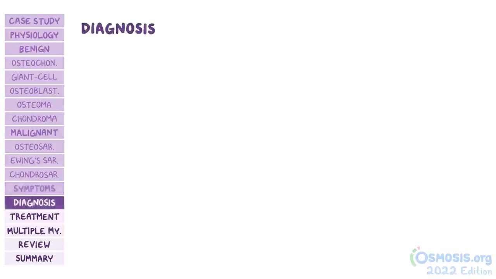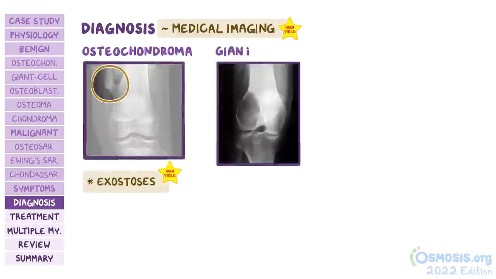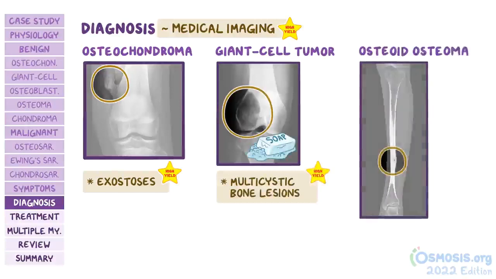The diagnosis of bone tumors starts with medical imaging, with some tumors having a few classic X-ray findings that are very high yield. For example, osteochondroma causes exostoses. Giant cell tumor forms multicystic bone lesions that look like soap bubbles. An osteoid osteoma is typically seen as a bony mass under 2 centimeters with a radiolucent core.